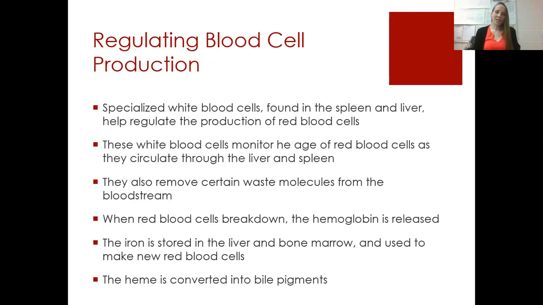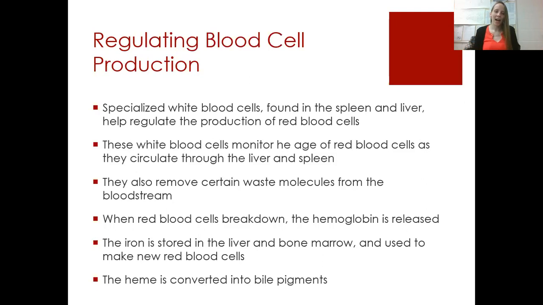Okay, specialized white blood cells, which are found in the spleen and the liver, help to regulate the production of red blood cells. These specialized white blood cells circulate through the spleen and liver, and as your blood is coming through, they're constantly checking on the age of the red blood cells in the blood. Are all the blood cells getting really old? Are they going to die soon? Does that mean we need to produce more?